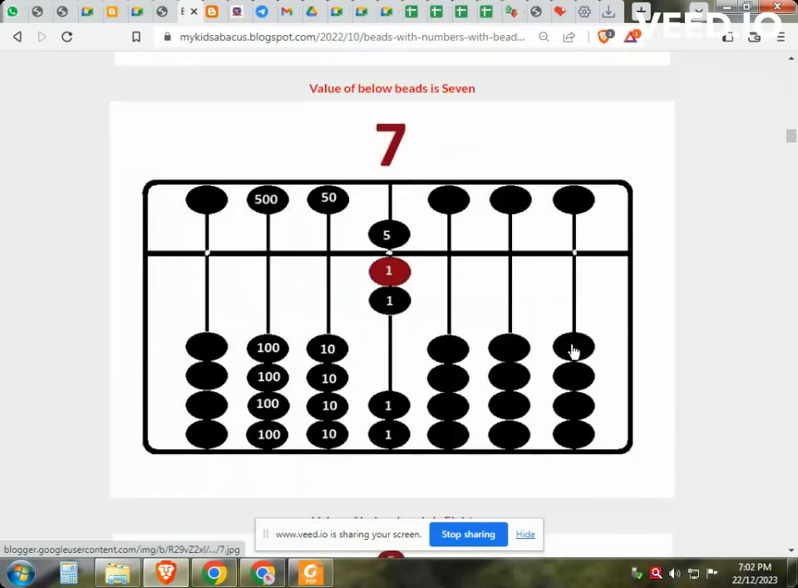Now suppose I want to add 7. Then we add 7 like this. We have to add 5 and 2 lower bits together in units place. This is 7. 5, 6, 7.